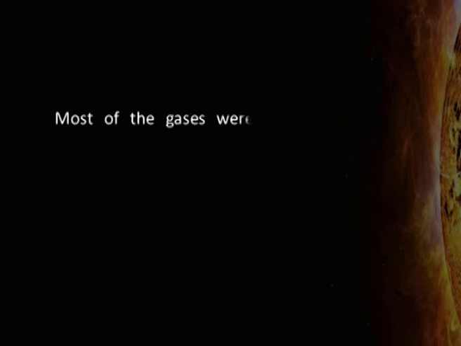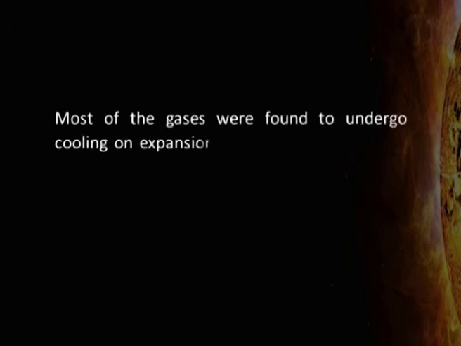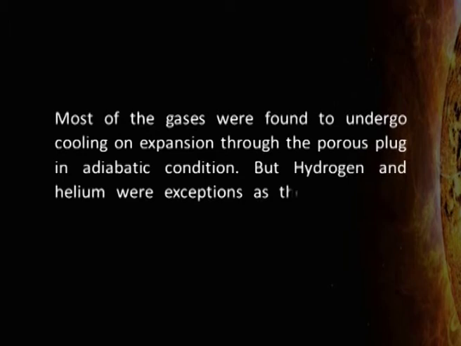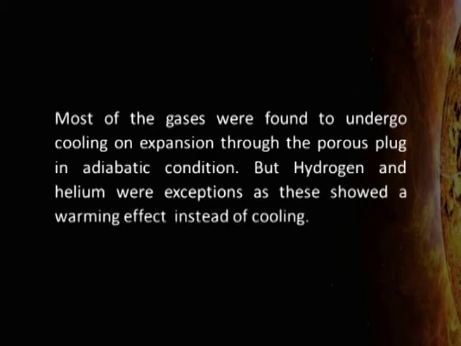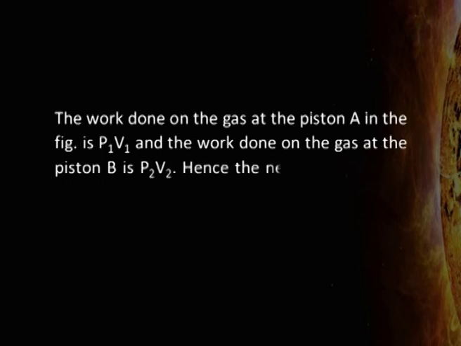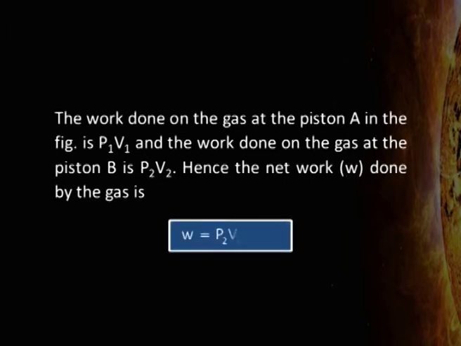Most of the gases were found to undergo cooling on expansion through a porous plug in adiabatic conditions. But hydrogen and helium were exceptions, as they showed a warming effect instead of cooling. The work done on the gas at the piston A in the figure is P1 V1 and the work done on the gas at the piston B is P2 V2. Hence, the net work done by the gas is P2 V2 minus P1 V1.